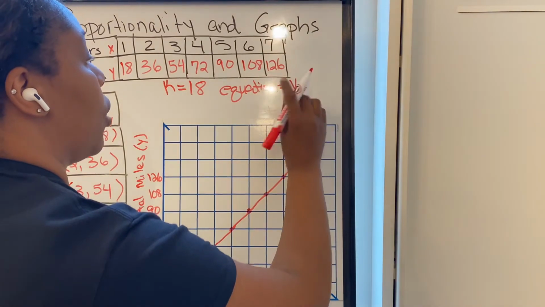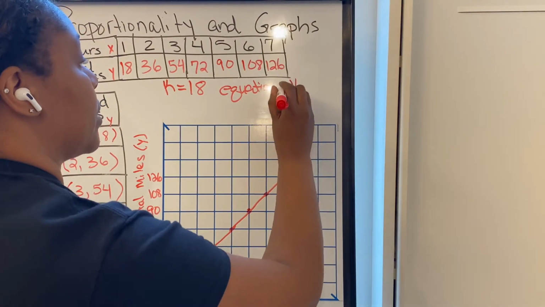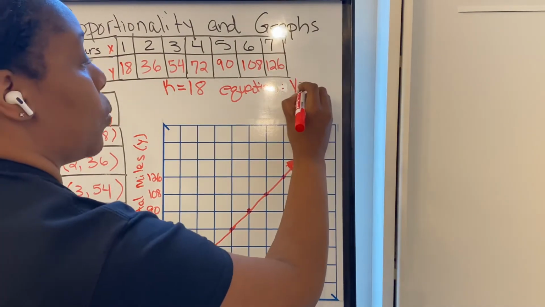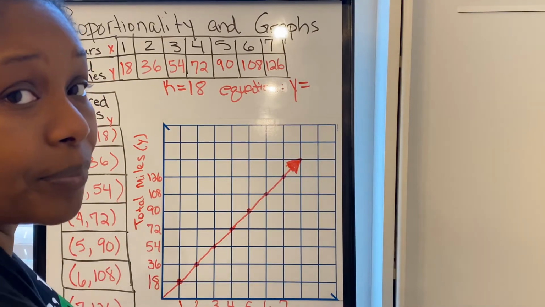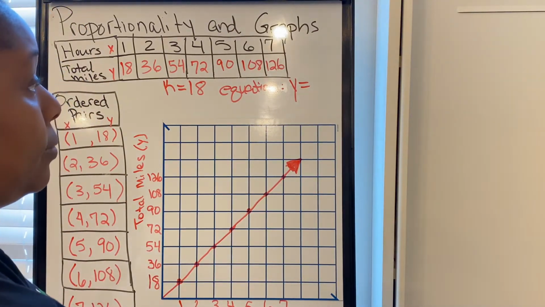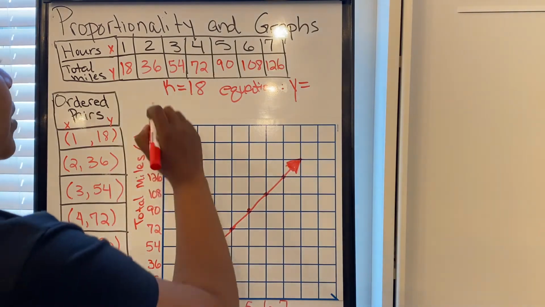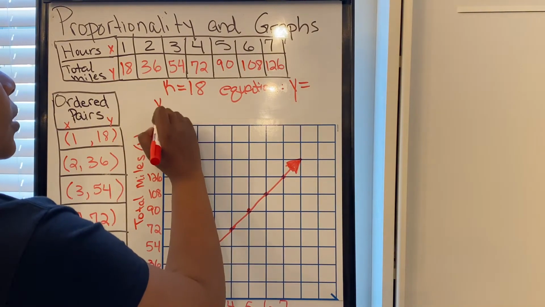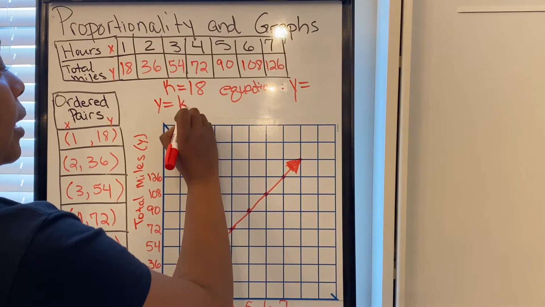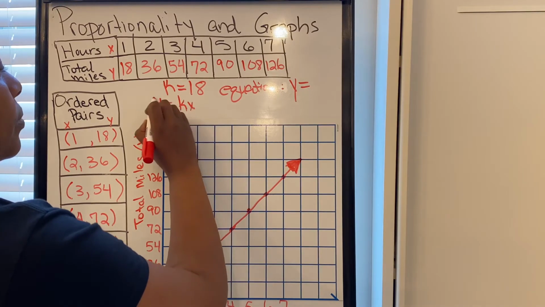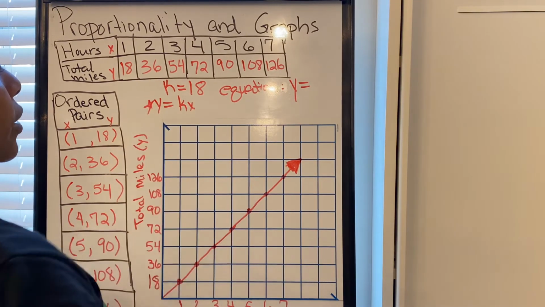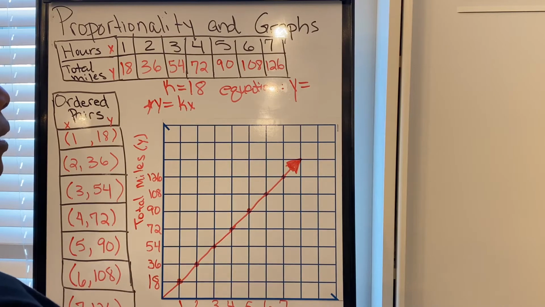Your equation always starts with y equals. Y equals what? Think back to the previous video. Y equals K times X, remember? This is just a reminder. Y equals K times X.